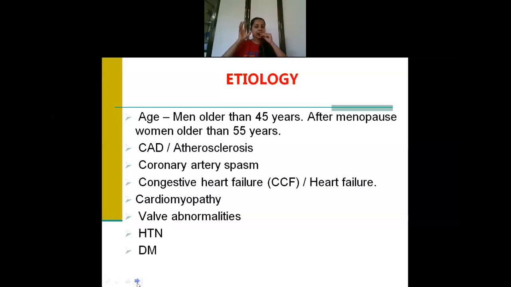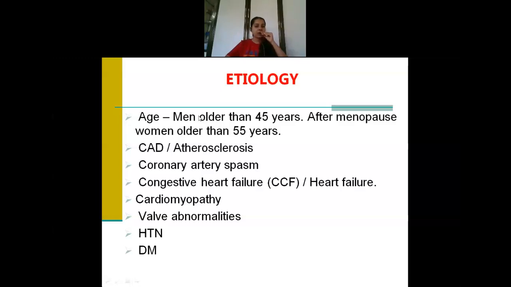Sometimes angina can be because of heart failure, or congestive cardiac failure or congestive heart failure. Next is cardiomyopathy, where there is a problem of the heart muscle. Valve problems, maybe stenosis is there in the valve. You know the valves, isn't it? The heart is having valves, AV valves are there, semilunar valves are there. The next main cause is hypertension and diabetes. If you have hypertension and diabetes, the risk of developing angina also increases.